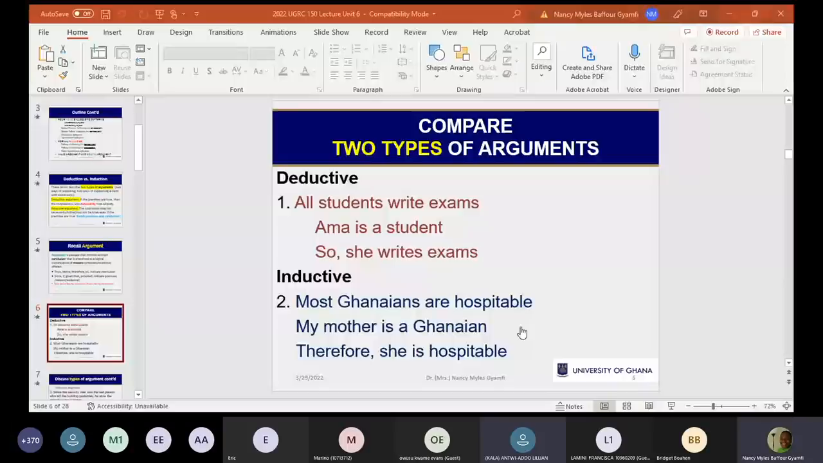Compare two types of arguments. Excellent. Deductive. All students write exams. Ama is a student, so she writes exams. So pause for a minute. You see, what is the conclusion of our argument on the screen, class?